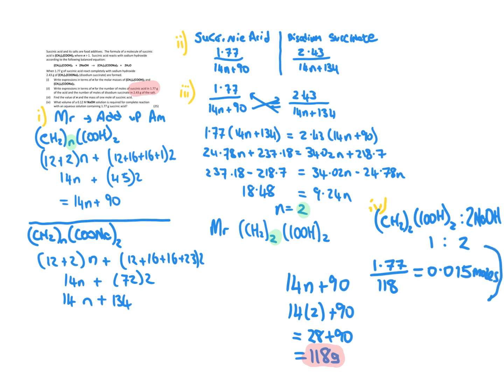Now, if I come back to my ratio, it's a 1:2 ratio, but I don't have 1 mole of my succinic acid. I have 0.015. So if we're working on the ratio, that would mean that would produce 0.03 moles of my sodium hydroxide. Now, I'm not done at this point because the question doesn't ask me for the number of moles of sodium hydroxide produced. It asks me what volume, okay? So I need to now convert from moles to volume.